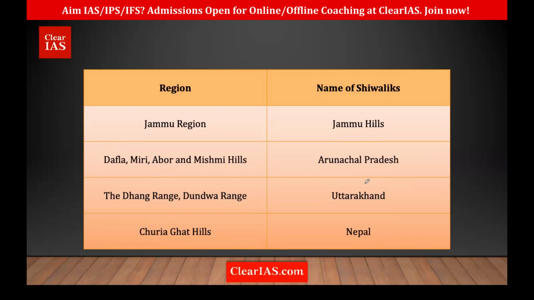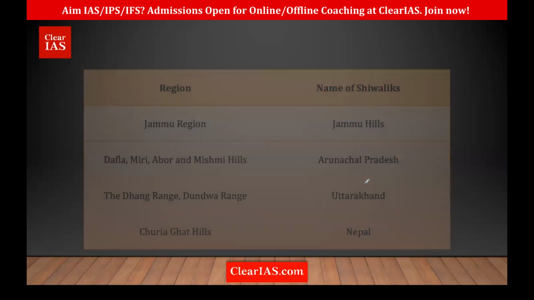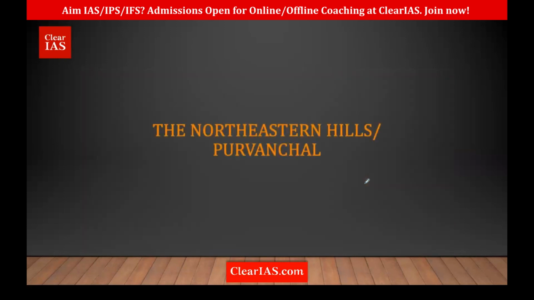Okay. Then in Uttarakhand, it's called the Dang Range or Dudwa Range. Okay. And in Nepal, it is called the Churiaghat Range or Churiaghat Hills. Okay. So just remember these Arunachal Pradesh names, that is Dafla, Miri, Abor, and Mishmi Hills. Okay. That is the northeastern part of the Himalayas. Clear? So, yes, that is the Himalayas.